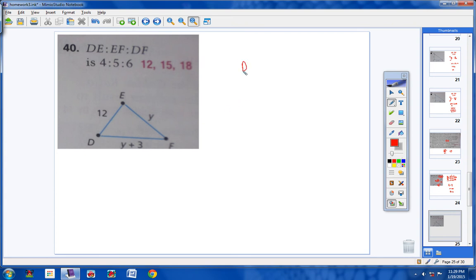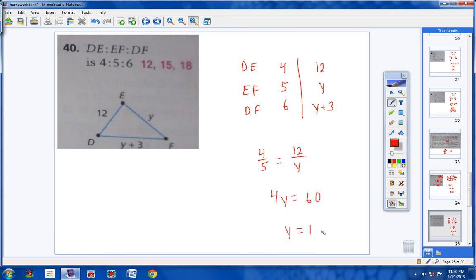Alright, students, here we go. DE, EF, DF. 4 to 5 to 6. Okay, DE over here is 12. EF is Y. DF is Y plus 3. Well, I'm going to do the same thing again, students. I'm going to take these two numbers here that don't have an unknown, and this one here has one unknown. So my ratio of 4 to 5 equals 12 over Y. Okay, let's cross multiply. 4 times y is 4y. 5 times 12 is 60. Divide both sides by 4, and y equals 15.